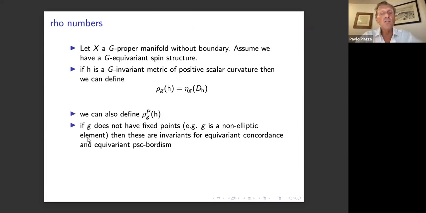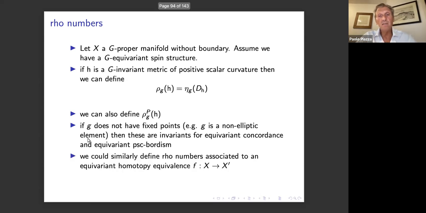But if G does not have fixed points, and this happens, for example, if G is a non-elliptic element, namely is not conjugated to a compact group, then the local part is not there, and then these are invariants for equivariant concordance or equivariant positive scalar curvature bordism, okay? And so now you can hope, but this is only a hope, there is a lot of work to be done, that you can use the usual techniques in order to look at the space of positive scalar curvature metrics on G-proper manifolds, okay?